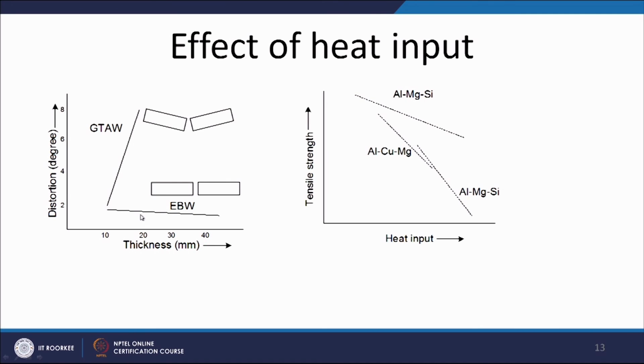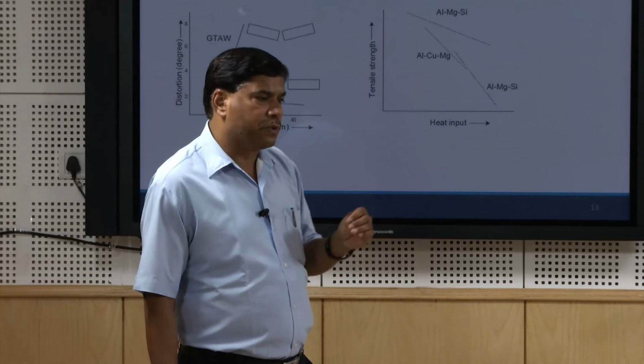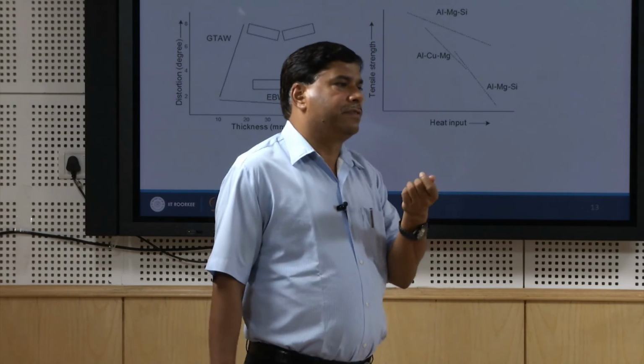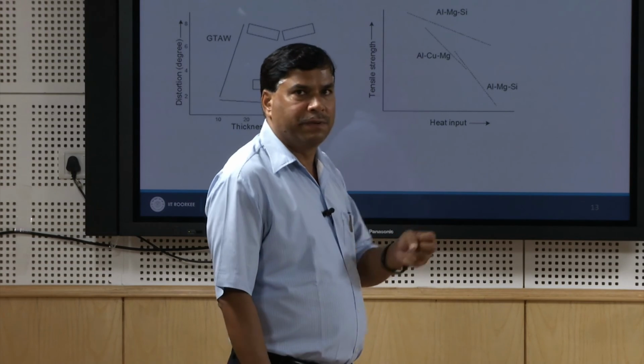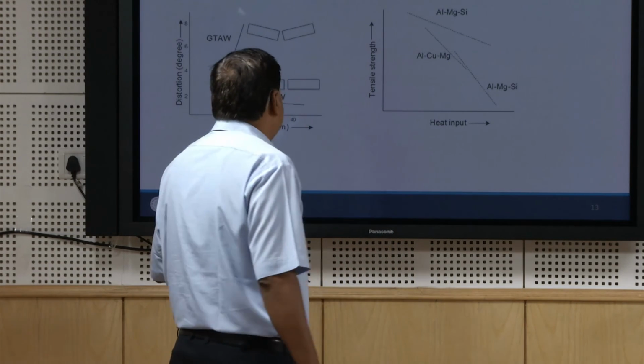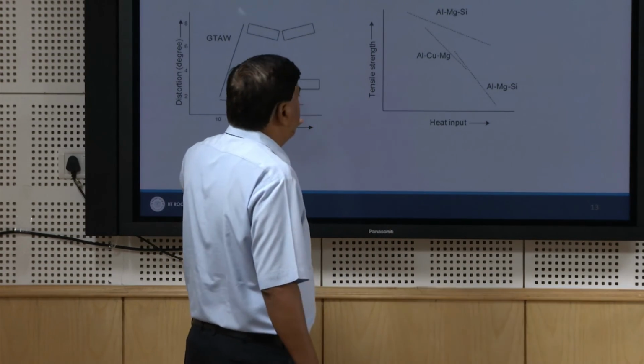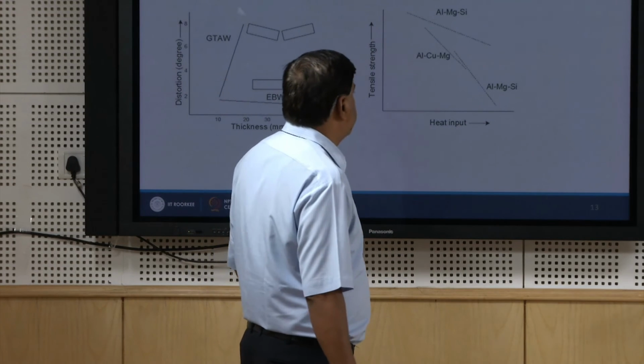High energy density processes supply a very limited amount of heat to the weld, and so the amount of expansion and contraction experienced by the base metal is very limited, and it causes minimum or negligible distortion to the workpiece.